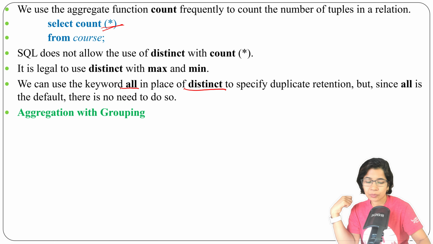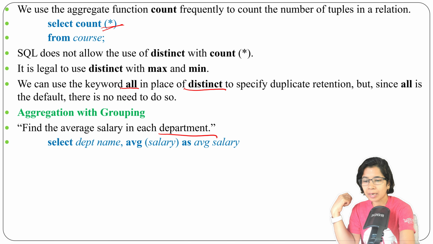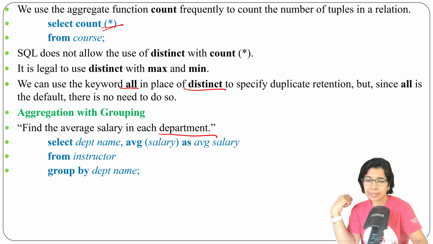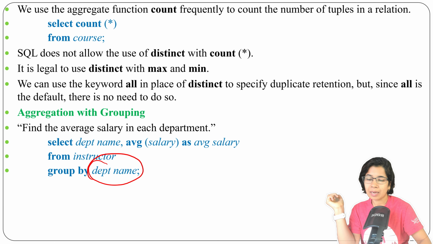Next, aggregation with grouping. I already discussed grouping. We can group by some attribute. Now find the average salary of each department. Here we need to group by department. So select department name, average salary as avg_salary from instructor, group by department name. In the output there will be department name and in each department what is the average salary. This group by will give output by grouping department name and their average salary.